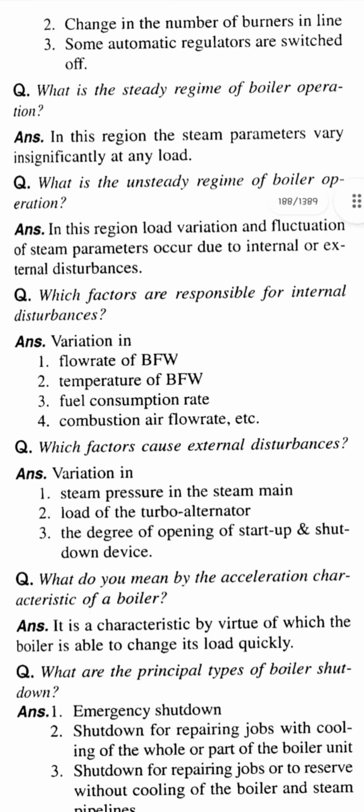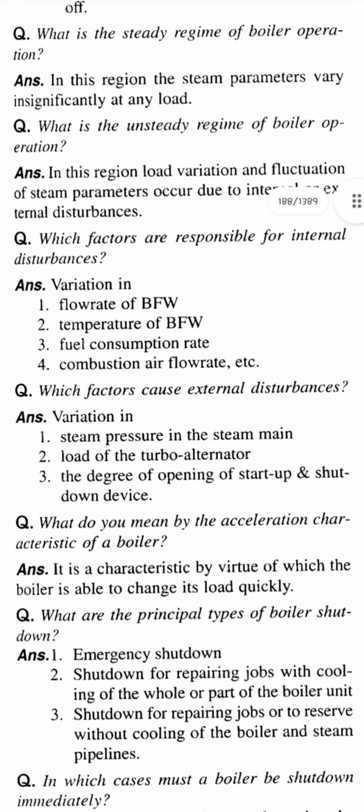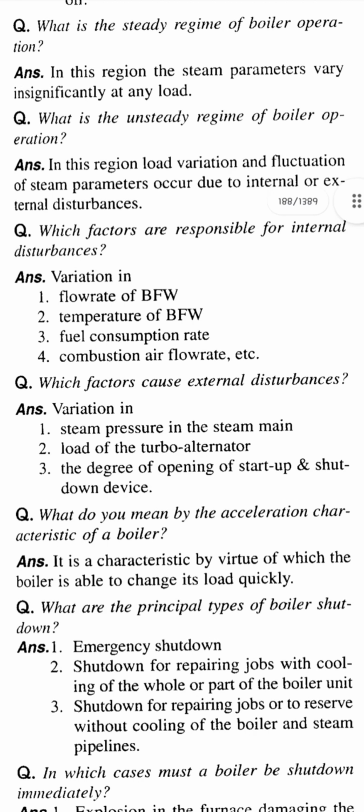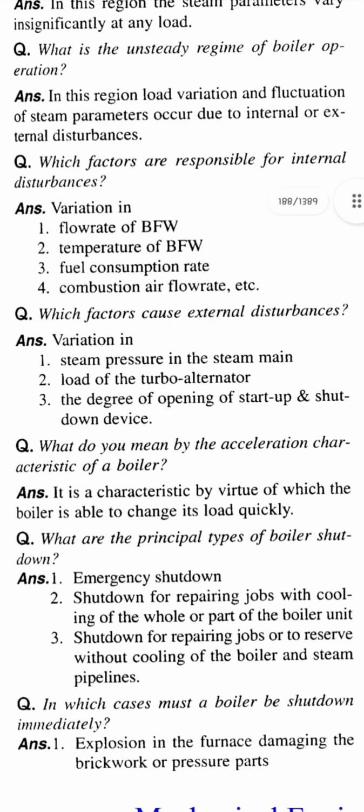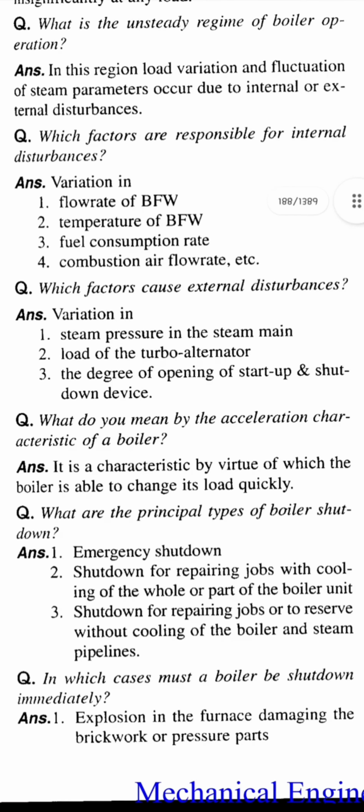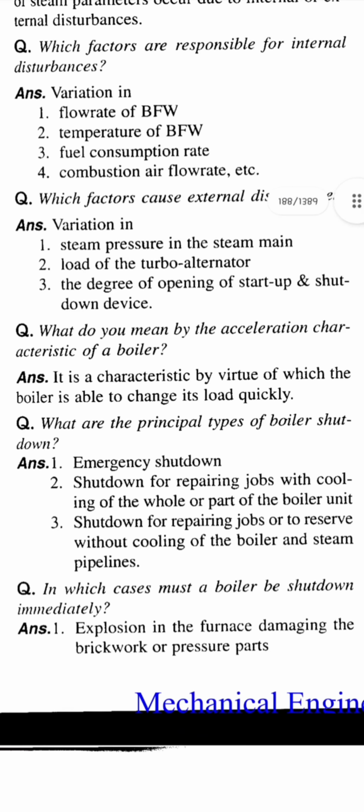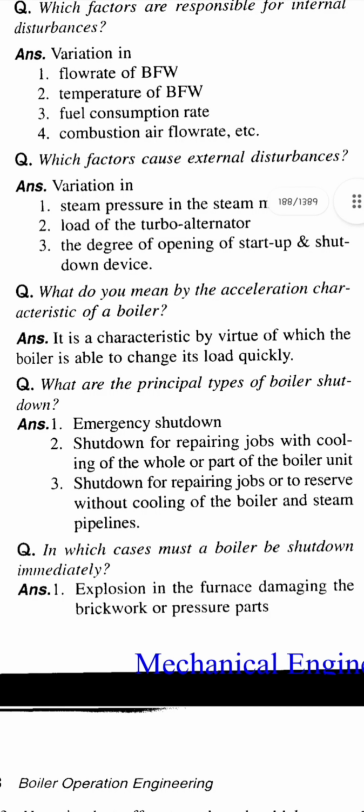Question, what is the unsteady regime of boiler operation? Answer, in this region, load variation and fluctuation of steam parameters occur due to internal or external disturbance. Question, which factors are responsible for internal disturbance? Answer, variation in flow rate of boiler feed water pump, boiler feed water temperature of BFW, fuel consumption rate, combustion air flow rate, etc. Question, which factors cause external disturbance?